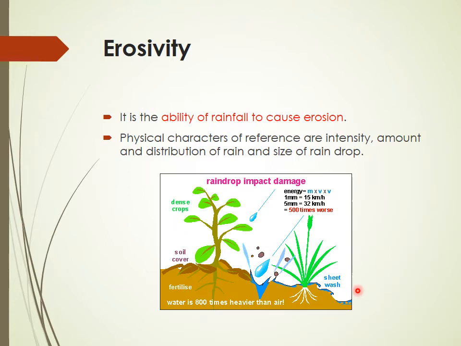Then the next term we are going to see is erosivity. Erosivity is the ability of rainfall to cause erosion. How a drop of rainfall is able to remove the soil particles, that is the erosivity. It depends upon the intensity of rainfall. The higher the intensity, the more soil erosion there may be. Then it depends upon the distribution of rain as well as the size of the raindrop.